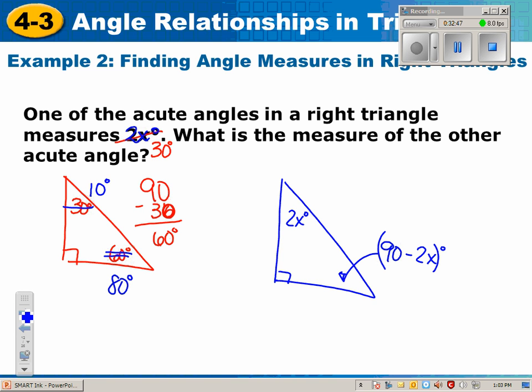Sometimes you can go ahead and find x, but in this case, we wouldn't be able to know what it is. We would just know that if one of them's 2x, the other one has to be 90 minus that. And if you ever have a question on the test and you're not sure, am I supposed to get a number value here, or are you just looking for an expression, you can ask me. That's a question I would answer for you. Okay? Caleb?